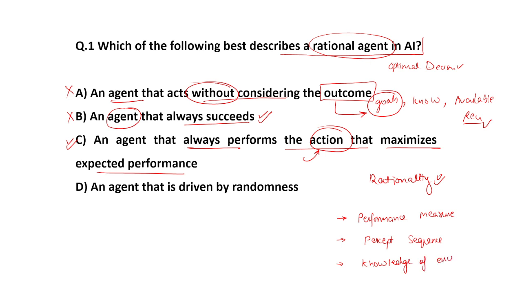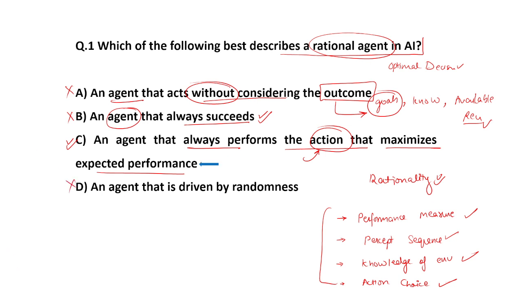We have already discussed these points in detail in previous lectures, right? If you have not seen them yet, you can check the description box. I have added the links there. So rationality depends on performance measure, percept sequence, knowledge of the environment and action choices. All right. So fourth cannot be your correct answer.